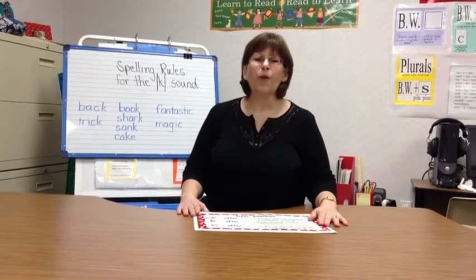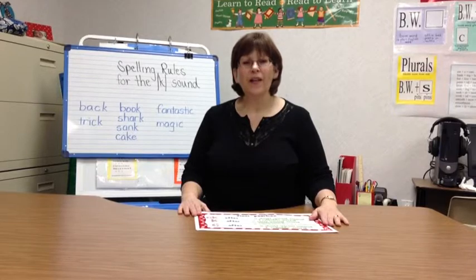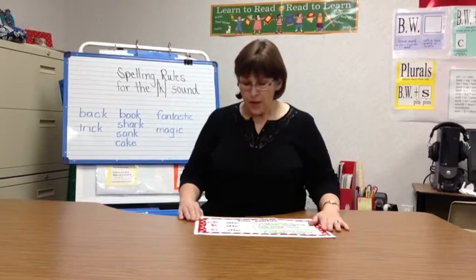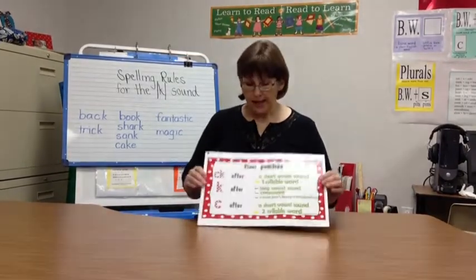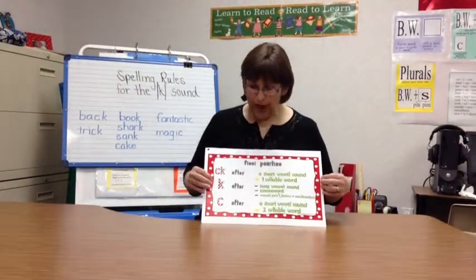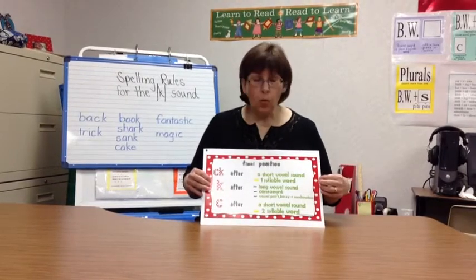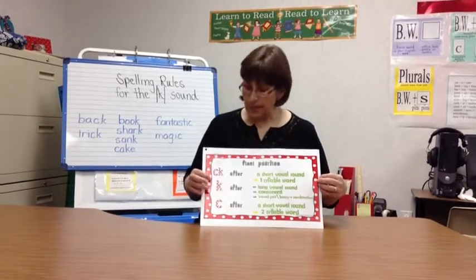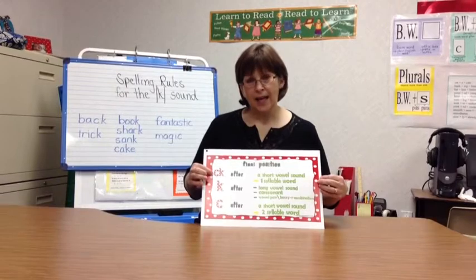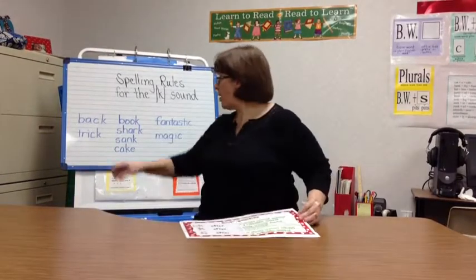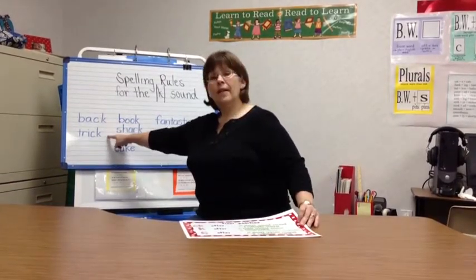Now we're going to explore those situations where you're going to spell the k sound in final position. And there are some rules that apply to that too. When you hear the k sound after a short vowel sound in a one-syllable word, it's going to be spelled with the digraph CK. Some examples of those words are back and trick.